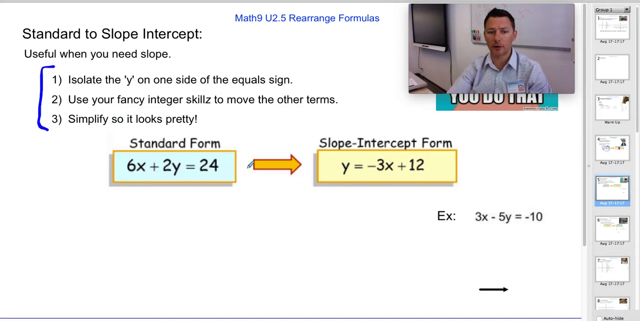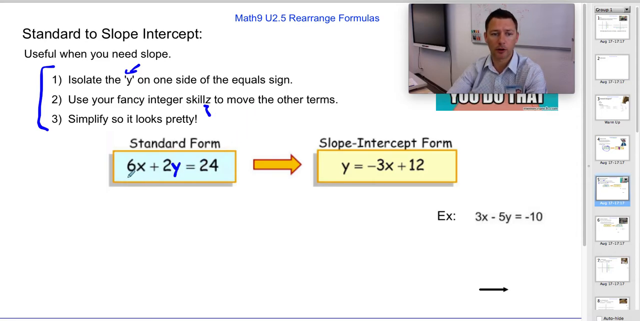You isolate the y, right? We want to turn this into this. This looks like slope-intercept form because the y is sitting by itself. You have a number attached to the x, and you have an intercept. So we're going to get this to look like that by doing this. We want to isolate the y, so figure out which part you want to get by itself. Use your fancy integer skills, which we learned last unit, to figure that out.